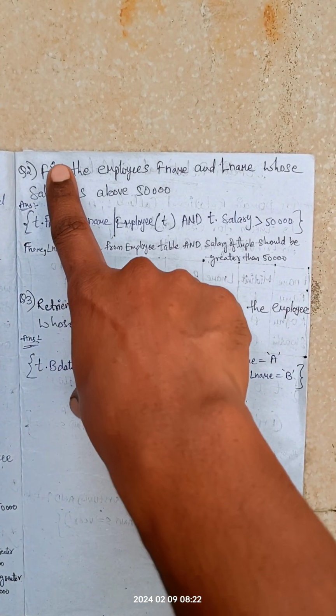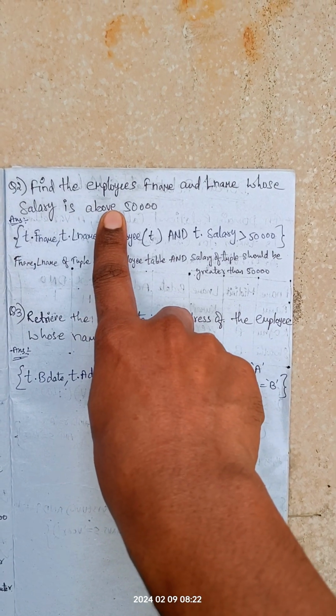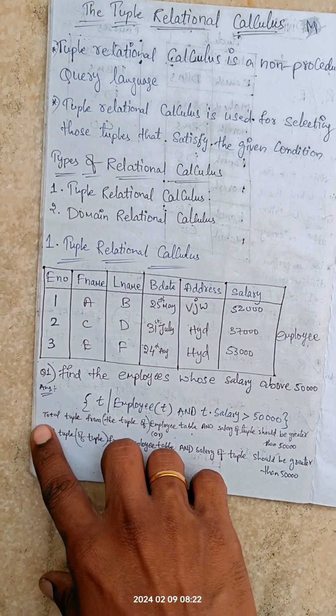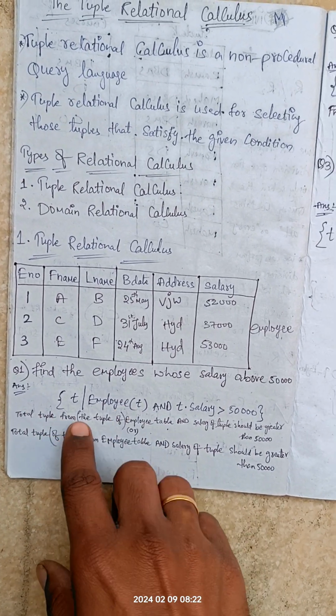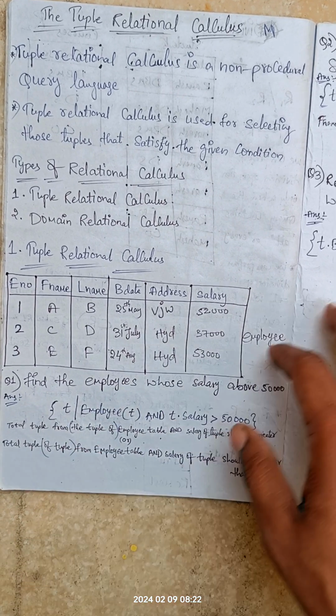See, now find the employee's first name and last name whose salary is above 50,000. So now you will understand why I have written total tuple here. This is just for our explanation. You should not write these two lines in the exam. Okay.